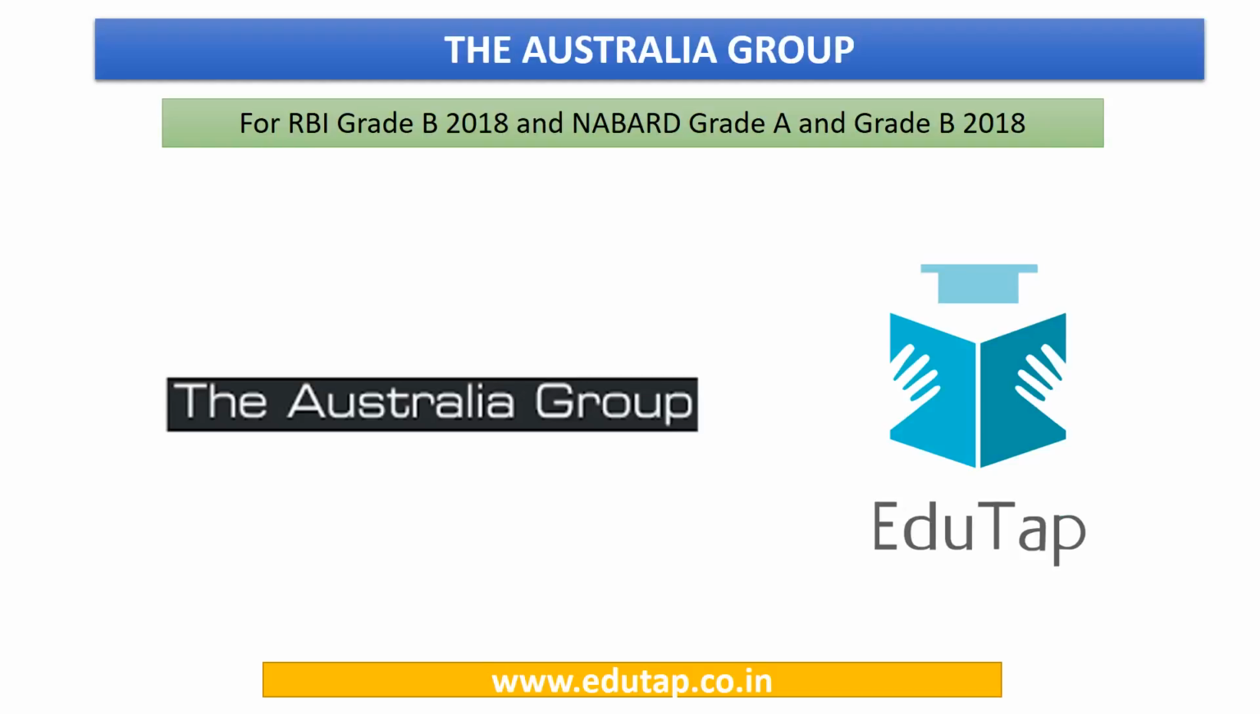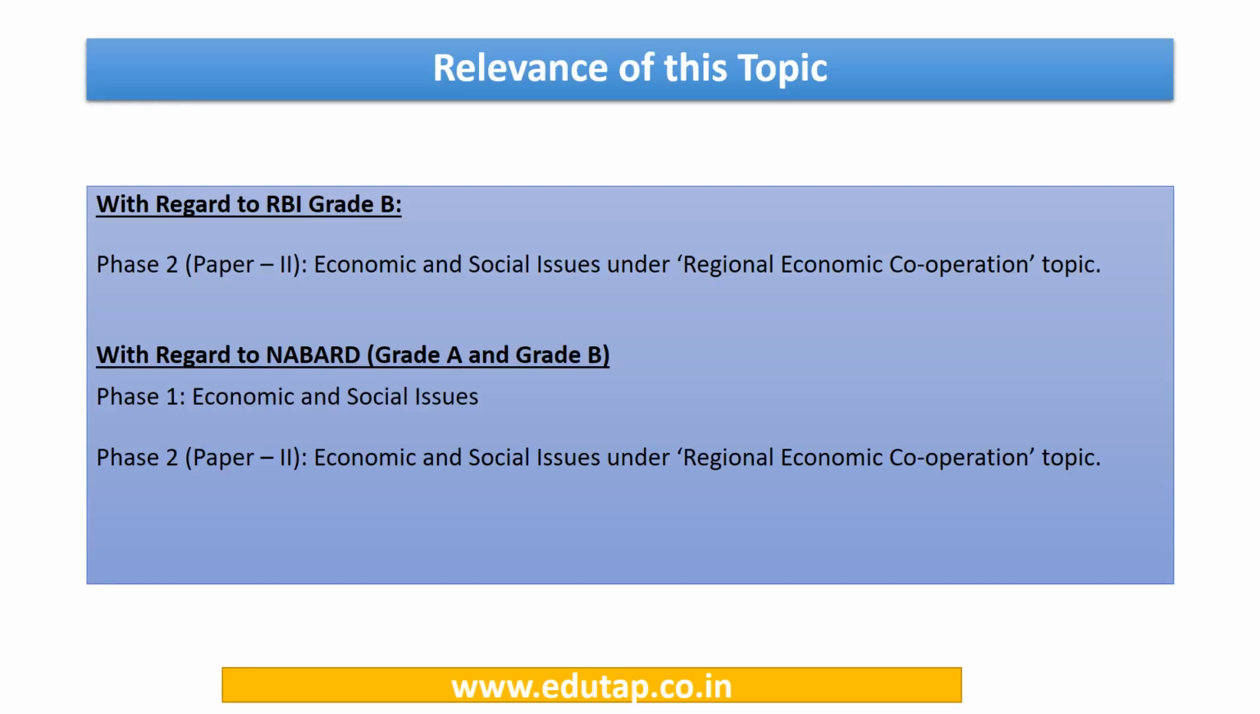Hello friends, today's topic of discussion is Australia Group. Relevance of this topic with respect to RBI Grade B will be in Phase 2, Paper 2, Economic and Social Issues under Regional Economic Cooperation topic. With regard to NABARD, Grade A and Grade B will be in Phase 1, Economic and Social Issues, Phase 2, Paper 2, Economic and Social Issues under Regional Economic Cooperation topic.